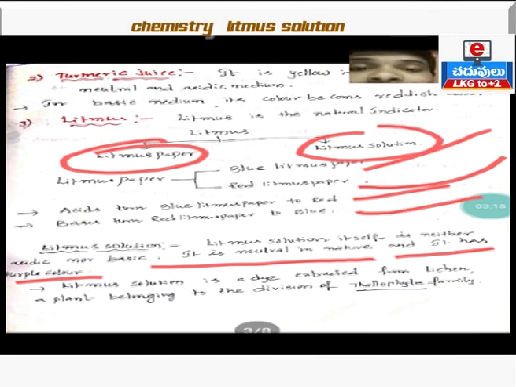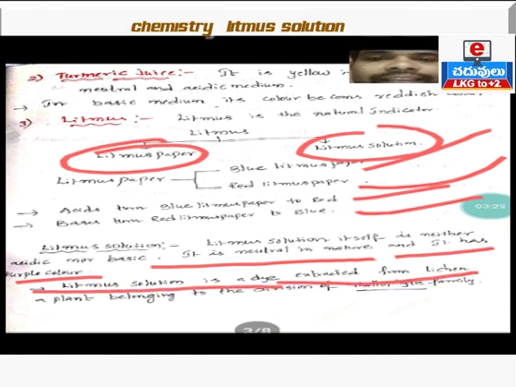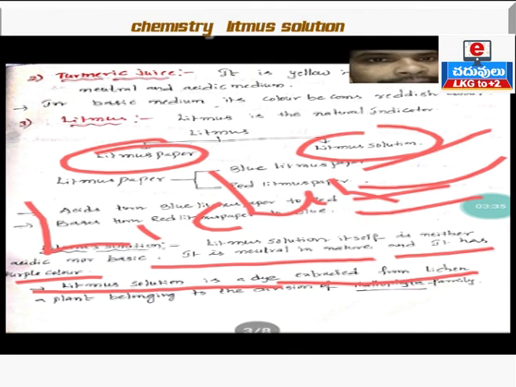Clear? And litmus solution is a dye. Dye is nothing but a colored substance. Dye means what? Colored substance. Litmus solution is a dye. Litmus solution is a colored substance extracted from lichen. Extracted from lichen. Okay. Extracted means what? Prepared. Synthesized. Okay. We are preparing litmus solution from lichen.